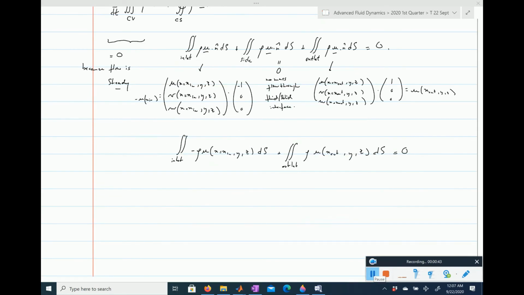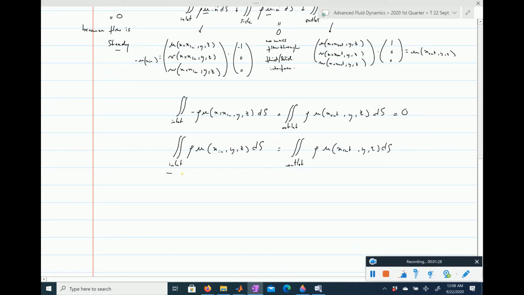Another way of writing this is simply that the mass flow rate through the inlet, because there is a minus sign here, right, so the mass flow rate through the inlet, now this is not a vector, I want to be careful here, this is the x component of the velocity field at x in, y, z dS, is equal to the mass flow rate coming out of the outlet, so rho u at x out, y, z dS. This is one way of writing mass conservation.